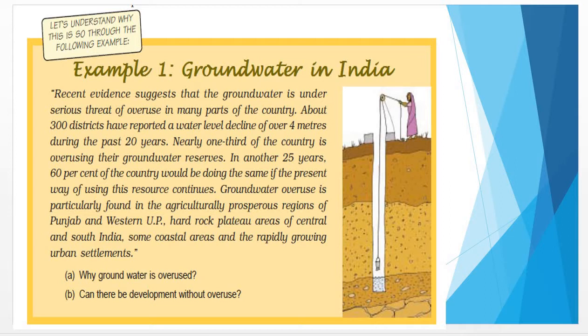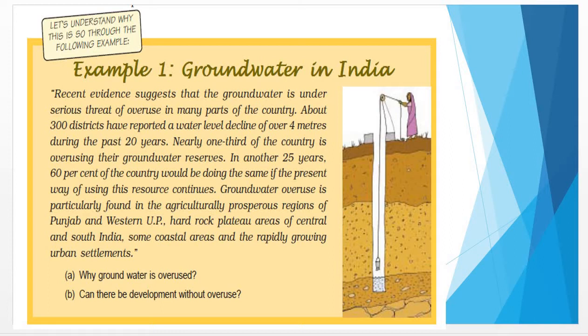Groundwater overuse is particularly found in the agriculturally prosperous regions of Punjab and Western UP, hard rock plateau areas of Central and South India, some coastal areas, and the rapidly growing urban settlements. So this example of groundwater is indicating towards renewable resources that is available with us. So groundwater is abundantly available in our country, but we need to learn to use it judiciously.